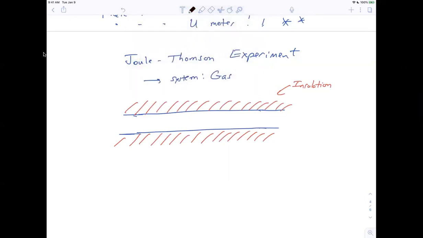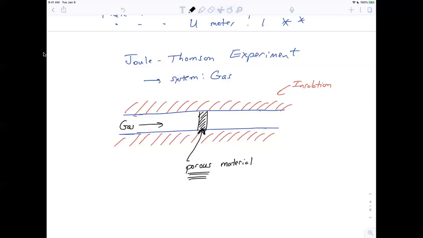And what we're going to say is that, in the middle of this is going to be a porous material. So this porous material is going to separate two sides of this conduit. Okay, so we have the left and the right. So we have some porous material, and our system is a gas, so we have a gas flowing in this direction.